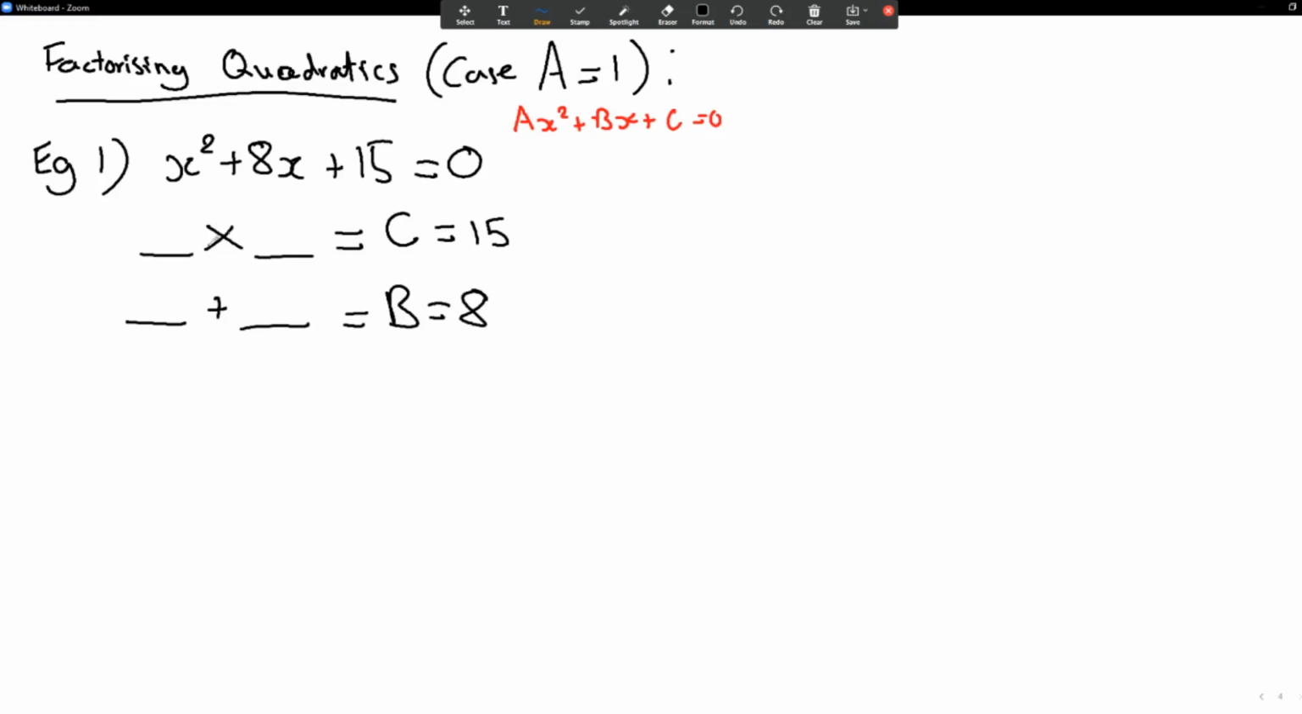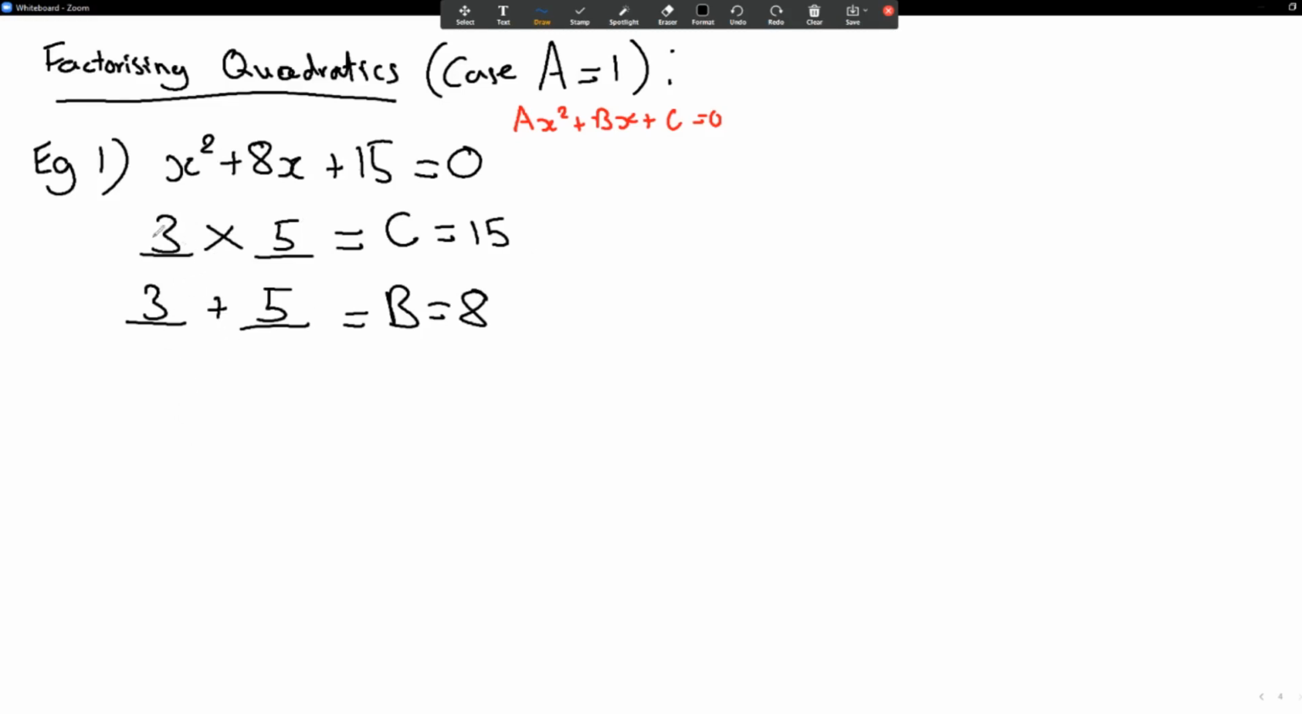You can think about this for a while, but what it ends up being is 3 and 5, because 3 times 5 is 15, but 3 plus 5 is 8. So these 3 and 5 are the numbers which satisfy these conditions.